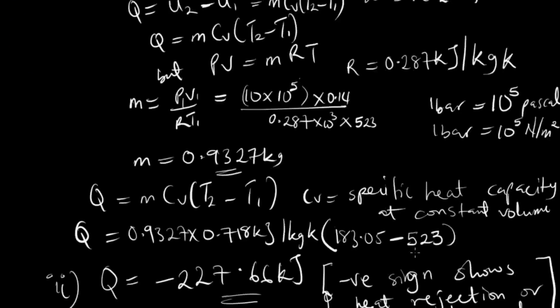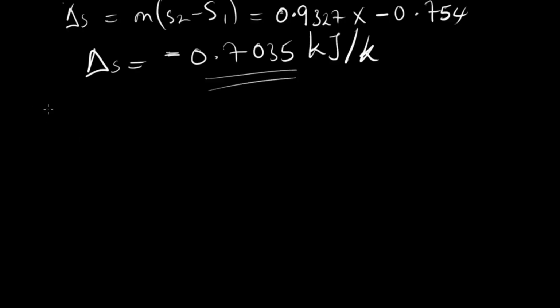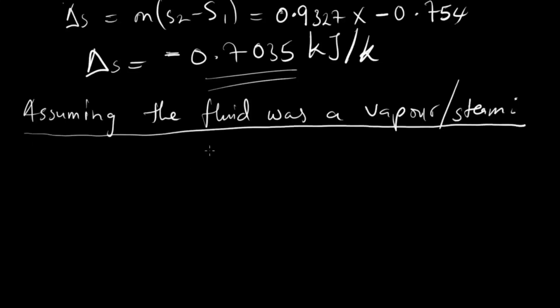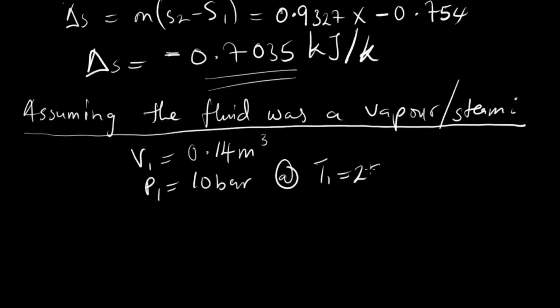So now, assuming the fluid to be a vapor or steam, our V1, which is this meter cube, our P1 is 10 bar at T1, which is 250 degrees C.